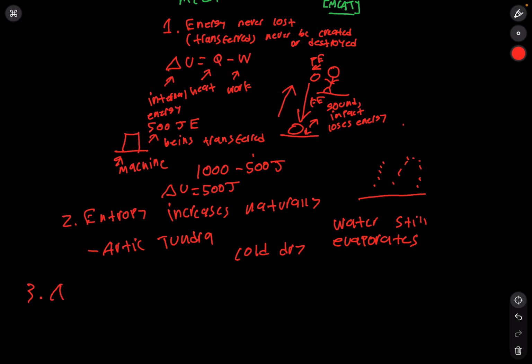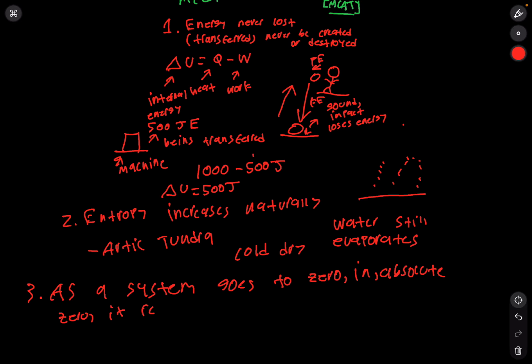Number 3. As a system goes to 0 in temperature, or absolute 0, it reaches near absolute 0 but never goes to it. So essentially, you can never take all the energy out of something.